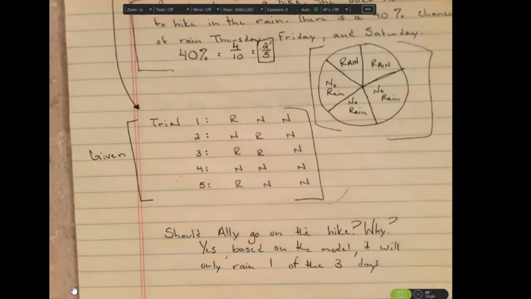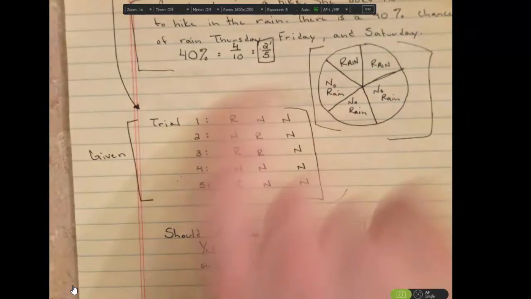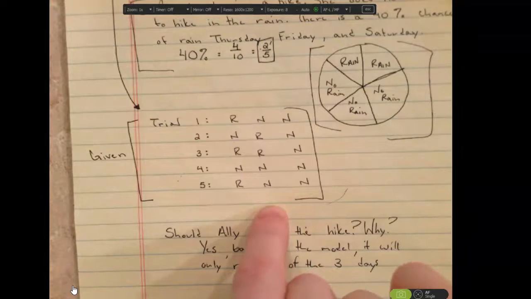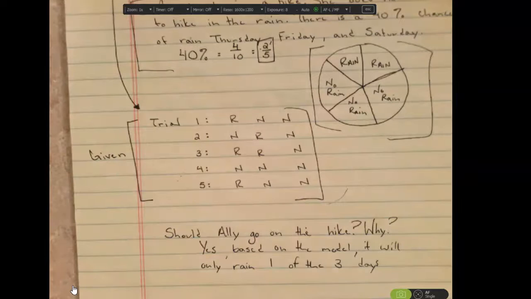Now, some of you might be thinking, Mr. Garrett, I can make a convincing argument for no. And maybe your argument for no is that with this model, you're not sure what day it's going to rain on, and you know it's going to rain on one of the days. So that would be your reason for no. And I would probably accept that answer as well. So you could really kind of persuade either way here, but I need to know why.